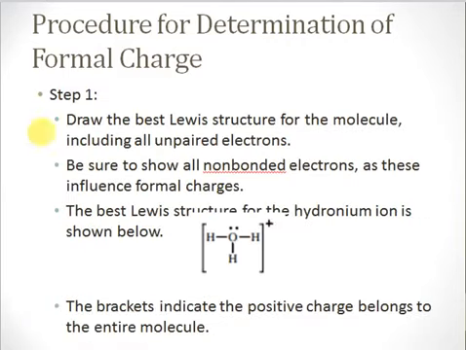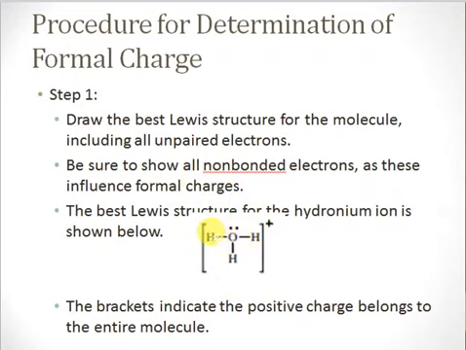So let's move to step 1. The first step when you are to determine the formal charge involves drawing the Lewis structure. When drawing the Lewis structure, you have to include all unpaired electrons as well. You don't have to hide anything. You have to show the bonding electrons and the nonbonding electrons. Never forget to include the nonbonding electrons, or lone pairs. Under these conditions, this is the structure for the hydronium ion.